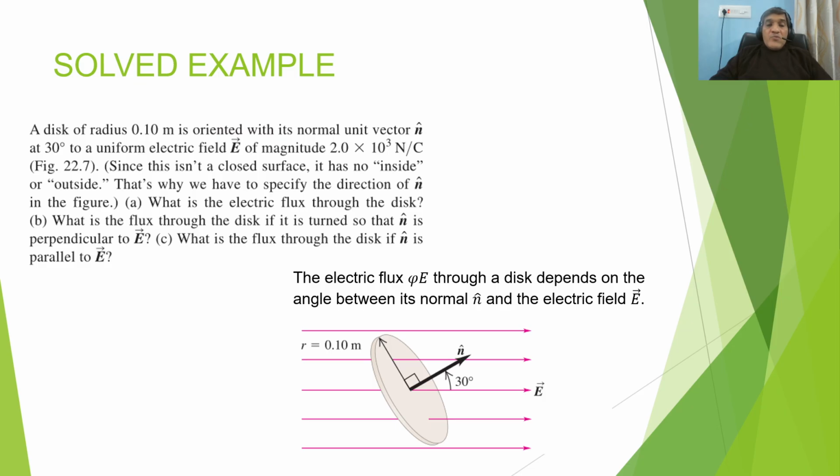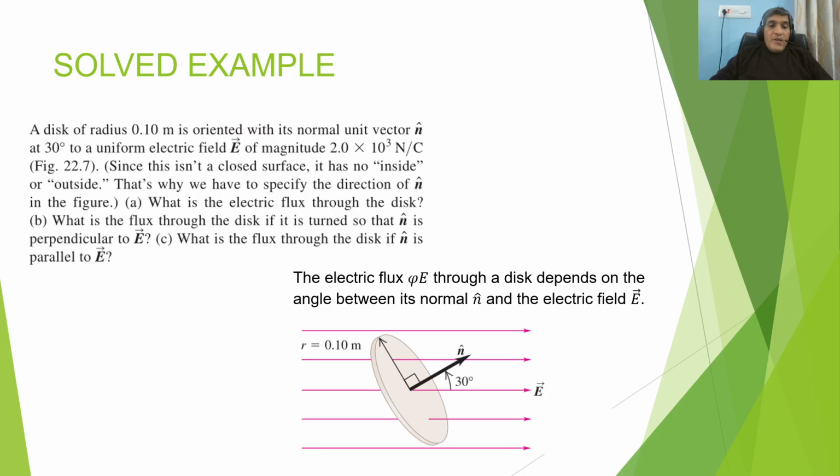What is the electric flux through the disk, and what is the flux through the disk if it is turned so that n is perpendicular to E? You know very well, n unit vector means the direction of the area vector. So for option B, we have an answer of 0 because theta is 90 degrees. Electric flux is 0 when the area vector and electric field have a 90 degree angle between each other.